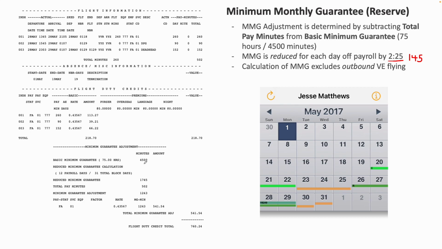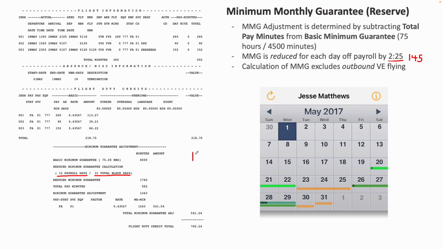So in this case, in May of 2017, I was only on payroll for 12 days, and that started on May the 20th this month. There were 31 total days in May that I was expected to be available. So 19 days had to be removed from my minimum monthly guarantee, and that was the basis for which I was paid for the remainder of the month.